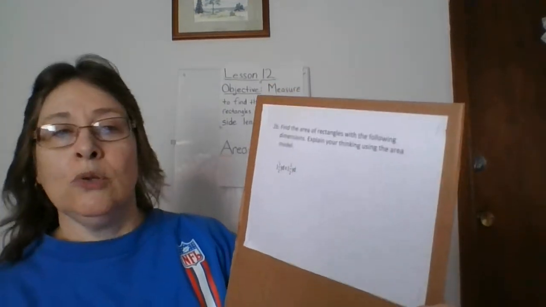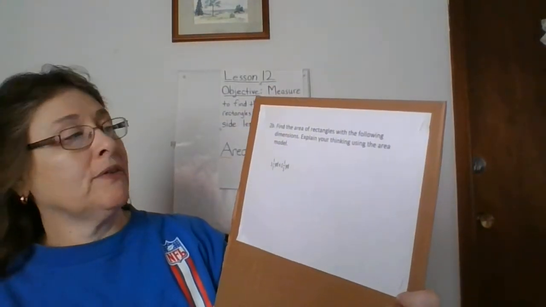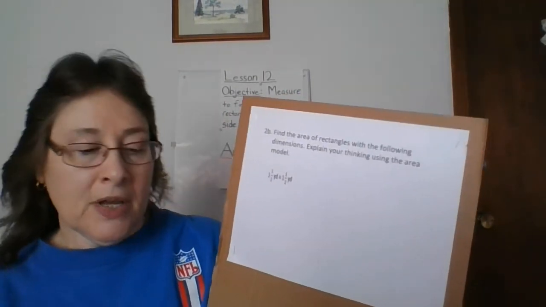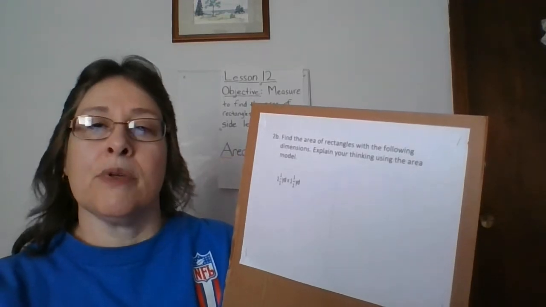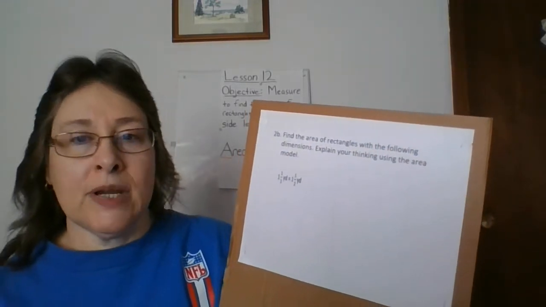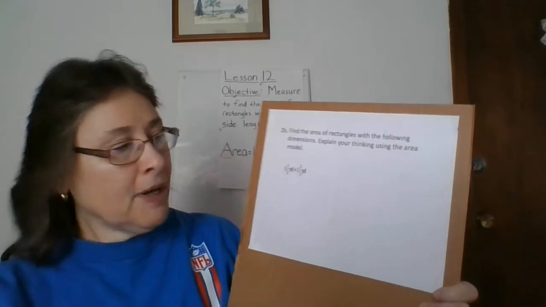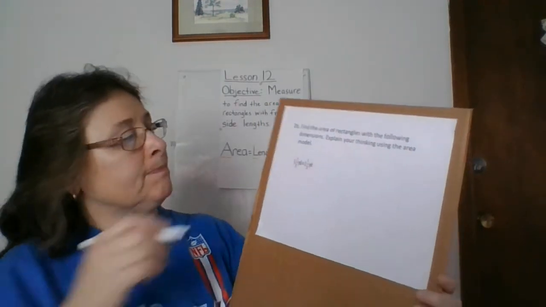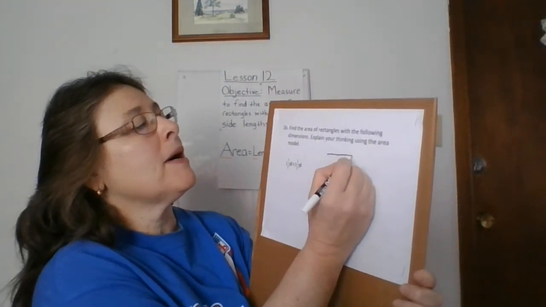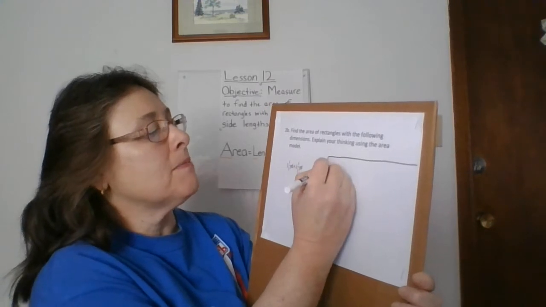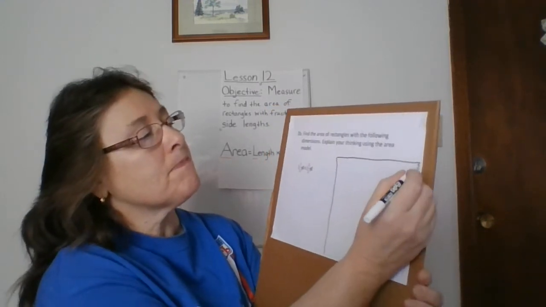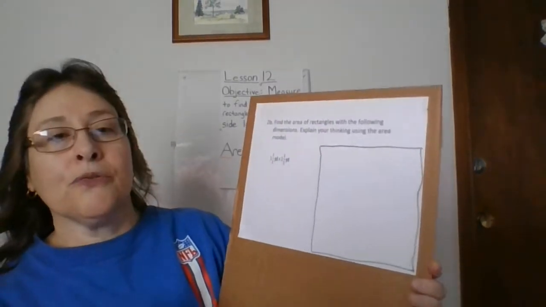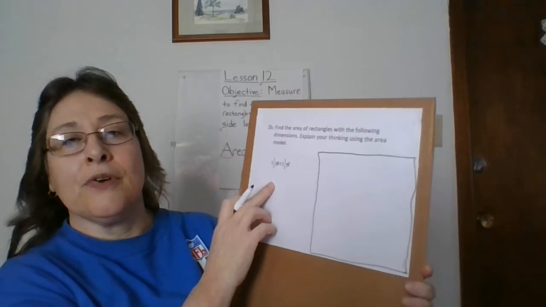In question number 2, it says find the area of the rectangle with the following dimension. Explain your thinking using an area model. So this time we're going to do the exact same thing, but instead of measuring the sides, they already gave us the dimensions. So we're going to make an area model. Let me make my box first. So the first part is 1.5 yards.